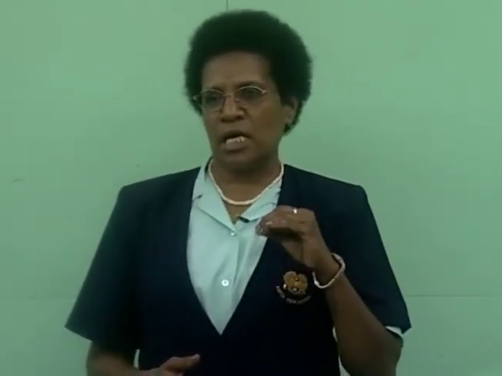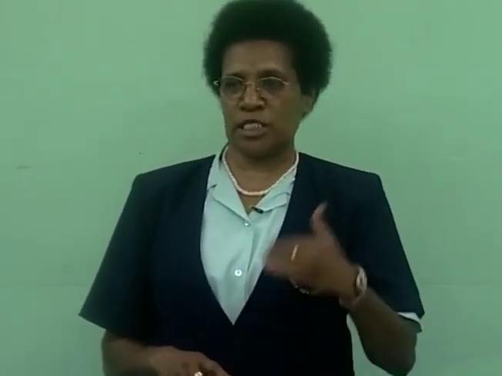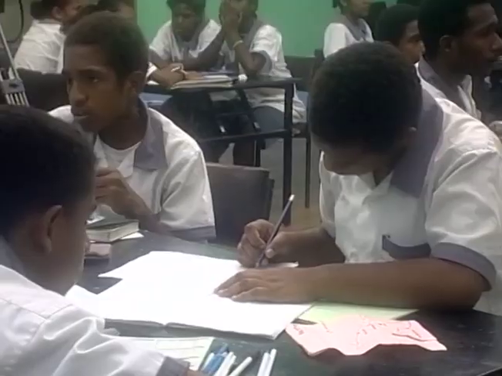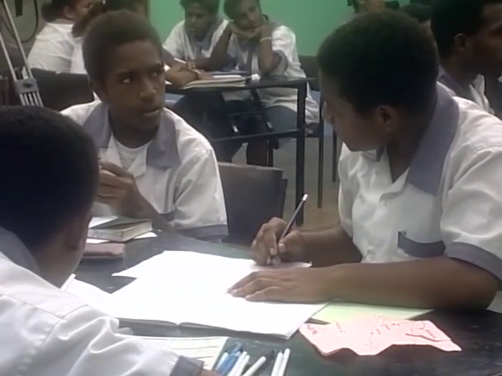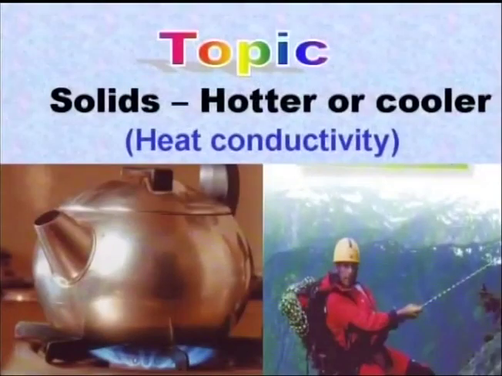So when the air makes the ship that is made of metal lighter, the density of the ship becomes less than the density of the sea water, so it is able to float. Now, our lesson topic says: solids, hotter or cooler.